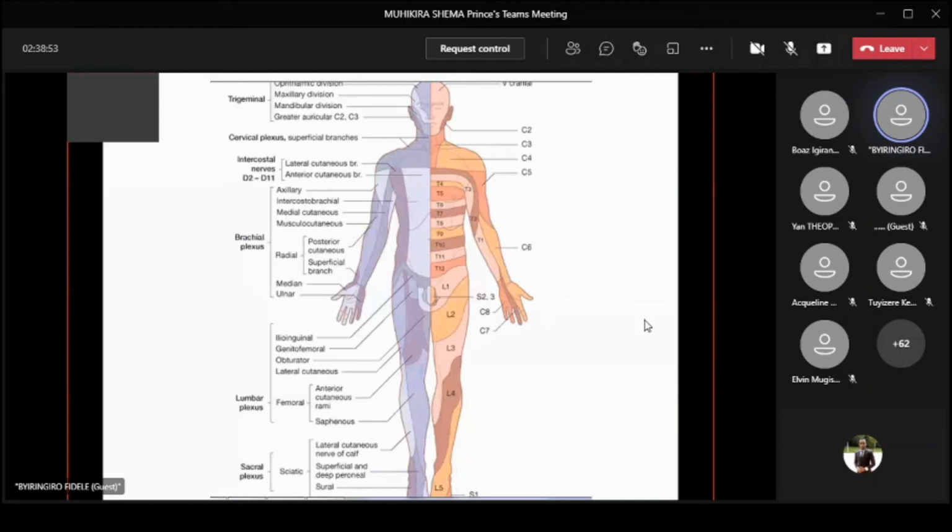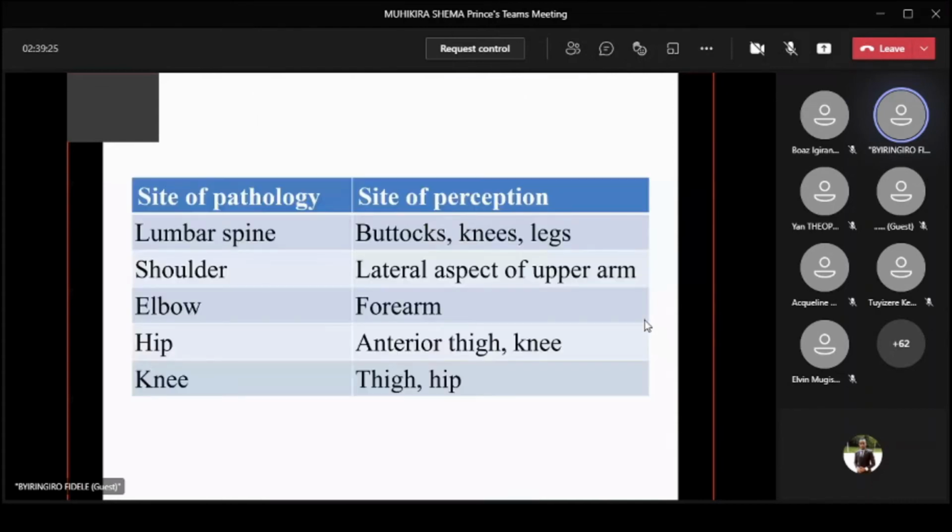So I will not stay too much on this, but you need to know that each pain has a localized innervation, which should be investigated and identified to know exactly what the pain cause and the pain location are. So for the site of pathology, you need to know about the lumbar spine, the shoulder, the elbow, the hip, and the knees, so that you can easily know exactly where the perception of that pain is.